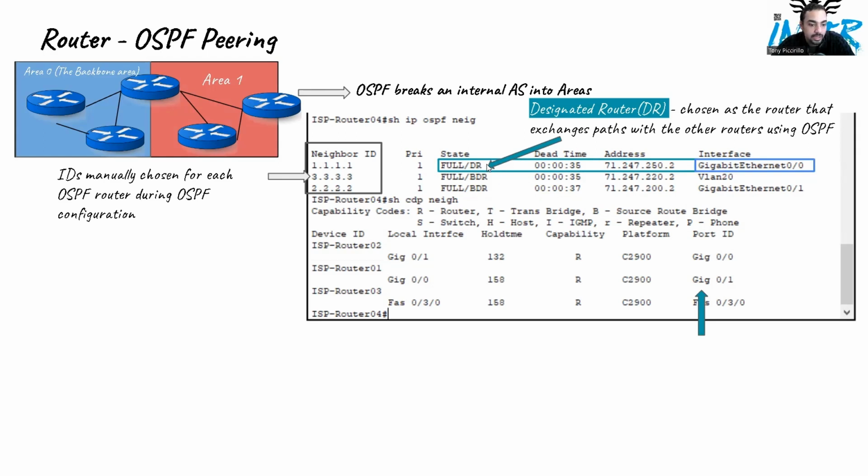DR stands for designated router, which means that this router right here, 1.1.1.1, is the central point of communication for these other routers, including us. So the DR router will exchange the routing updates with the other routers for this subnet of the network. We can see that the designated router is connected to this router's interface GigabitEthernet 0/0, or G0/0 for short.